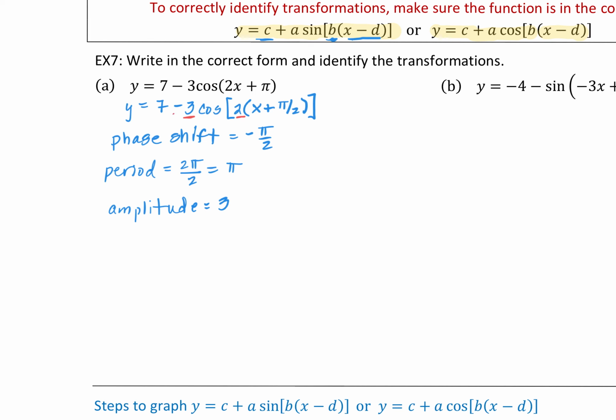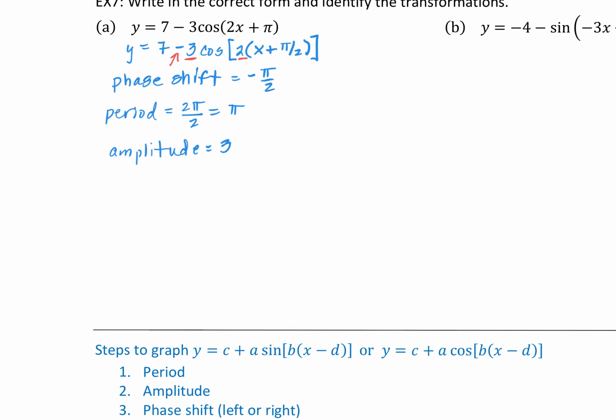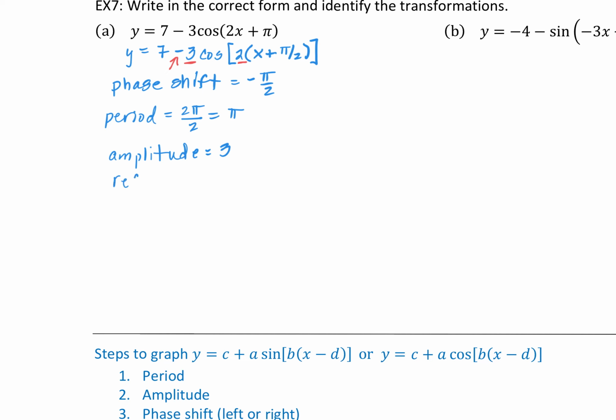However, we do have that negative. If there is a negative in front of your amplitude, that negative would indicate a reflection about the x-axis. So here we have reflect across the x-axis. And then the last thing that we're going to see is this 7, and it's a positive 7. So since it's a positive 7, you ignore the negative 3 cosine, all that stuff. You just care about the 7. Since it's a positive 7, it's going to be a shift up.